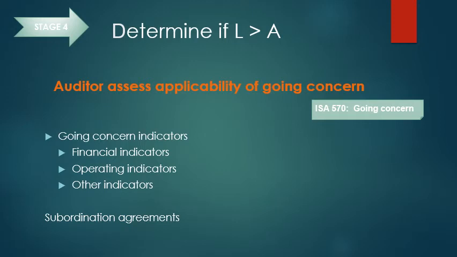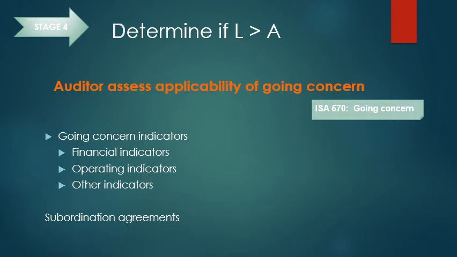Now, as I said earlier, the auditor has a responsibility to assess the applicability of going concern. And ISA 570 does give some guidance in terms of going concern indicators that the auditor can consider. The first of that is financial indicators. Is the company making profits or losses? Are the liabilities exceeding its assets? That sort of thing. Then there are also operating indicators. Did anything happen to the company that could have affected its operations, and then any other indicators that would be applicable in this case.